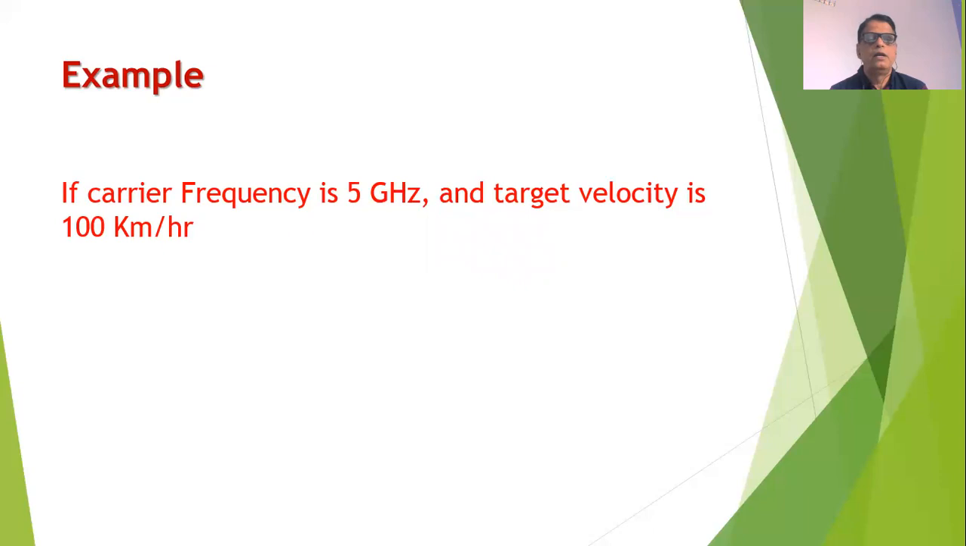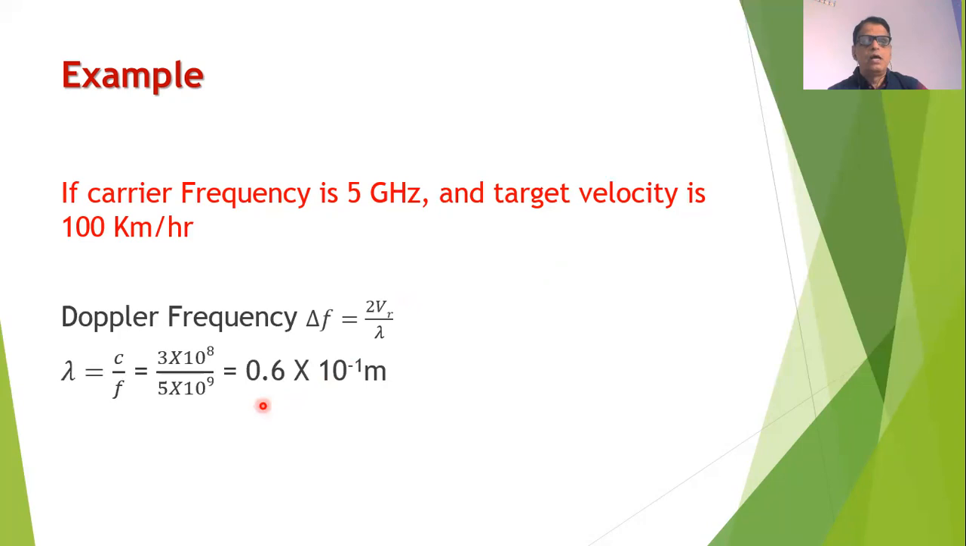Now let us see one simple example. Suppose we have a CW Doppler radar system in which the carrier frequency used is 5 gigahertz. And let us assume that our target is moving with a velocity of 100 km per hour. Now we can compute the Doppler frequency, or Doppler shift in the frequency, that is delta f, and that can be given by the formula 2 Vr upon lambda, where Vr is the relative velocity and lambda is the wavelength.